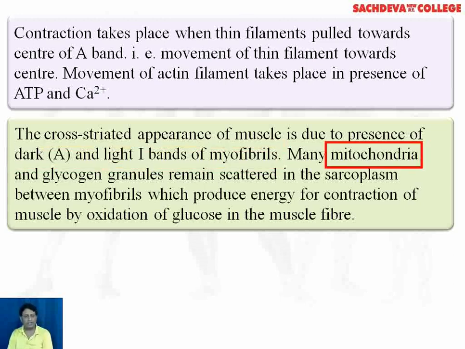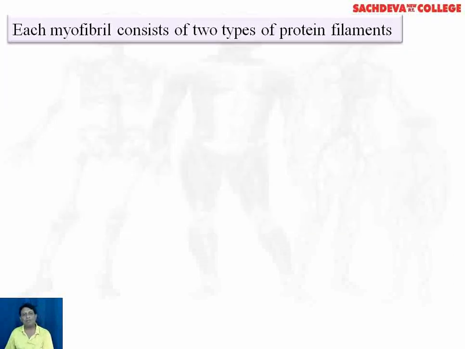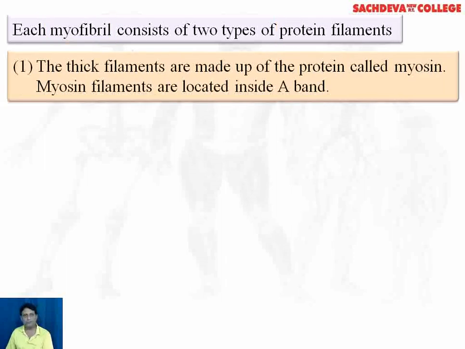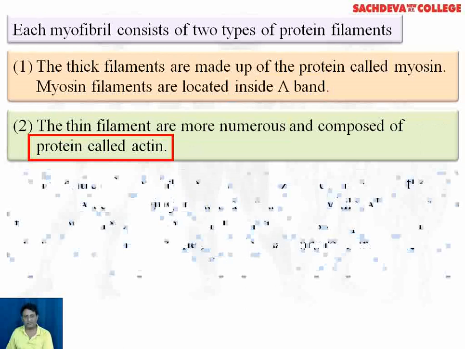Many mitochondria and glycogen granules remain scattered in the sarcoplasm between myofibrils, which produce energy for contraction of muscle by oxidation of glucose in the muscle fiber. Each myofibril consists of two types of protein filaments. The thick filaments are made up of protein called myosin. Myosin filaments are located inside the A band. The thin filaments are more numerous and composed of protein called actin.